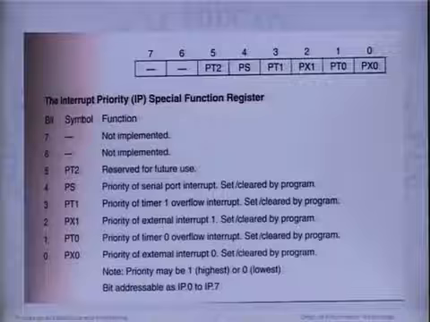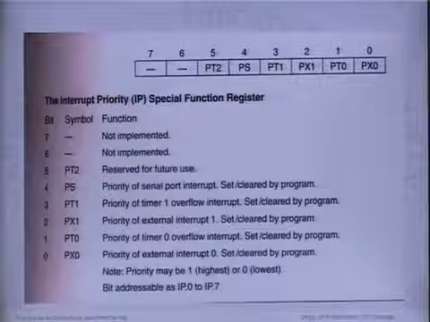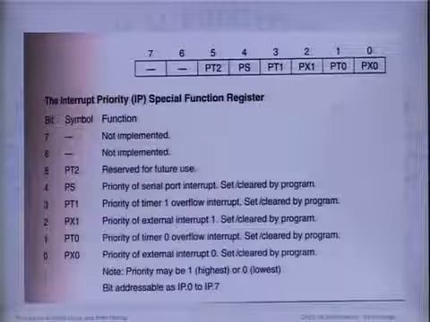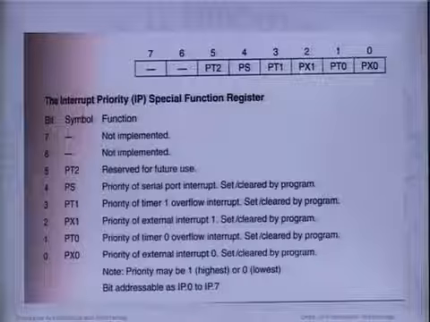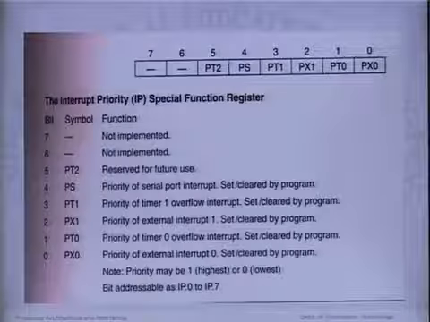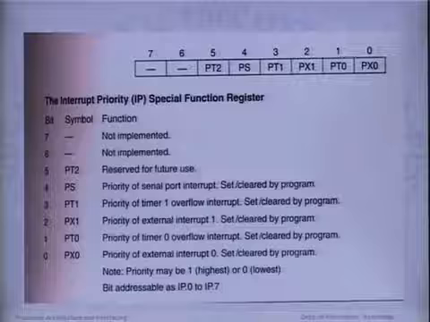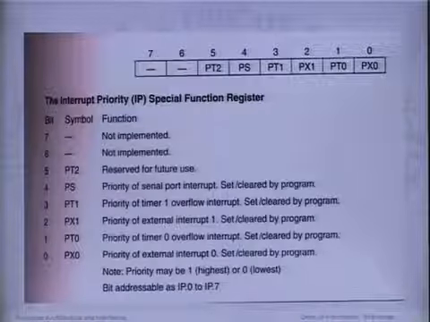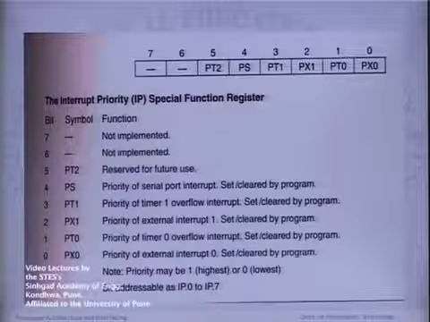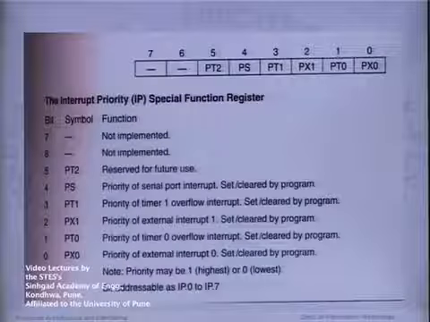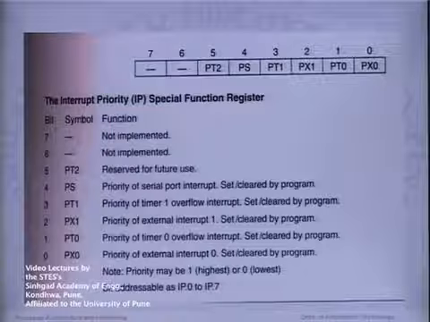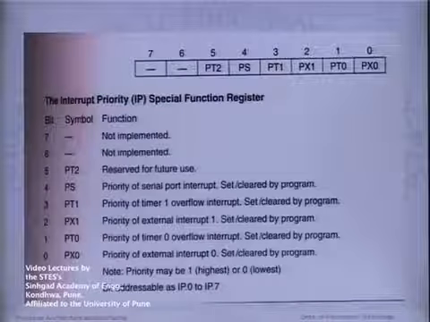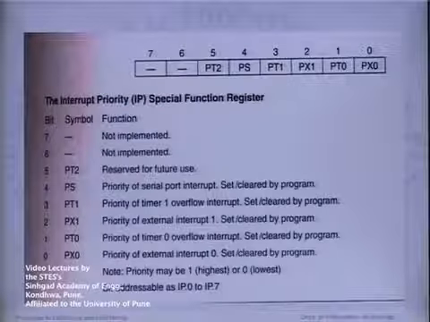IP register bits determine if any interrupt is to have a high or low priority. A bit set to 1 gives the accompanying interrupt a high priority, and 0 assigns a low priority. Interrupts with a high priority can interrupt another interrupt with a low priority. The low priority interrupt continues after the higher one is finished.